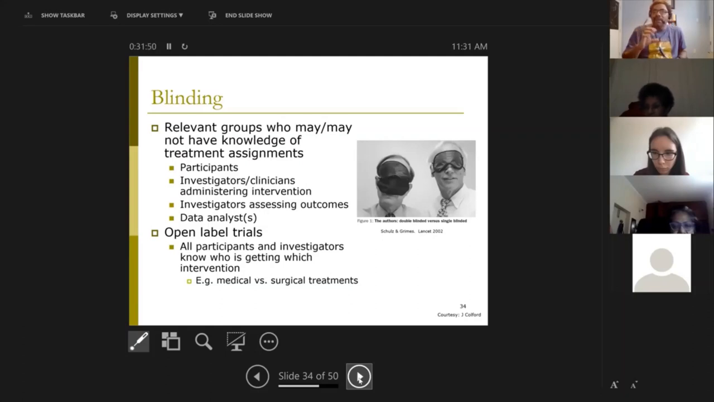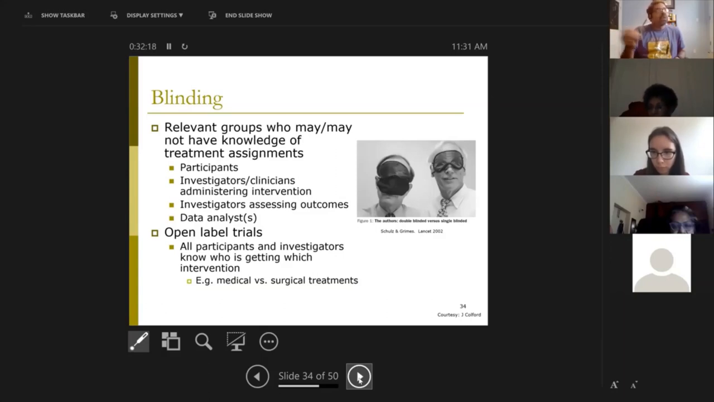So in an ideal world, neither the participant should know, nor the treating doctors should know, nor the people checking outcomes should know. Even the data analysts ideally should not know which is the drug and which is the placebo. If you didn't do any blinding, it's called an open label trial, where everybody knows who got what. And we already saw some open label trials in this COVID epidemic.